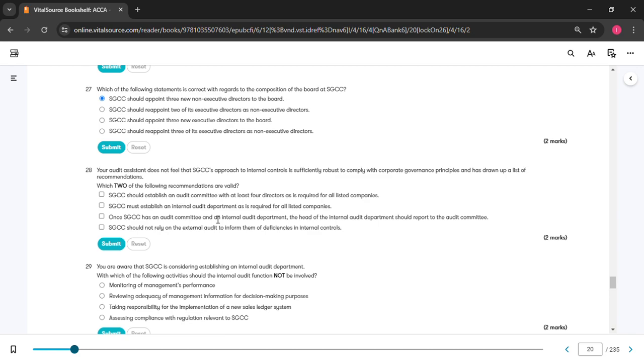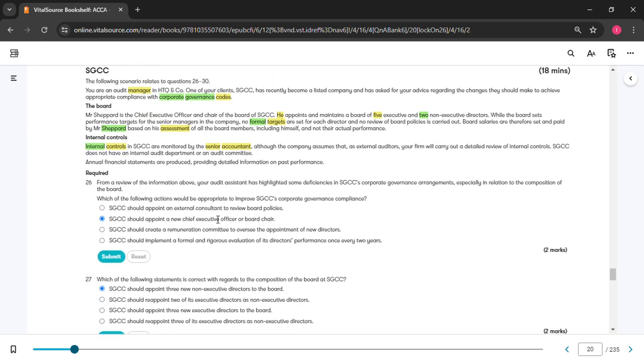You see, what is the system of internal controls? See this paragraph. Internal controls in SG are monitored by the accountant. No, it should be monitored by internal audit. Yes, and there is no audit committee. An internal auditor should be appointed on the recommendation of the audit committee, not appointed by the management. Although the company assumes that as external auditors, your firm will carry out a detailed review of internal controls, SG doesn't have an internal audit department. Neither do they have an internal audit department nor an audit committee.